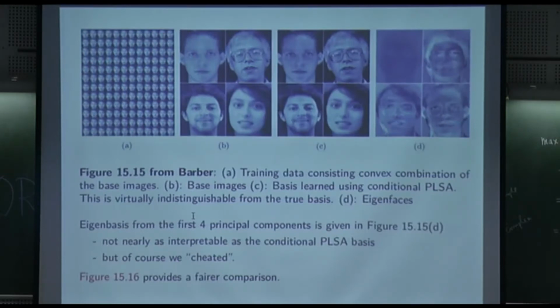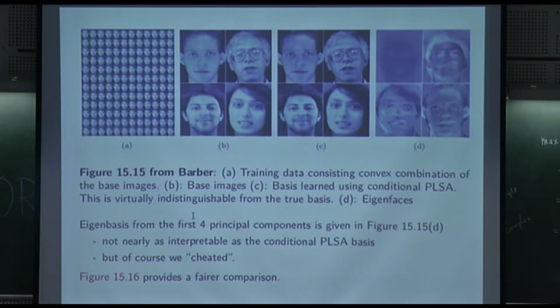The training data consisted of convex combinations of base images. So these were the base images. These 4 base images were taken. You take convex combinations of these base images and create this training data. And then from this training data, you relearn what the images were. So you rediscover what is going to happen. And from this training data, if you did eigenfaces, you end up getting that.